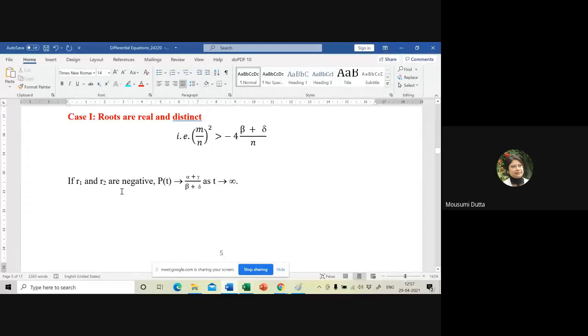Okay, if R1 and R2 both are negative, as I mentioned, or as you yourself mentioned, in that case, PT will move towards PE as t tends to infinity. Okay, so this is the construct.